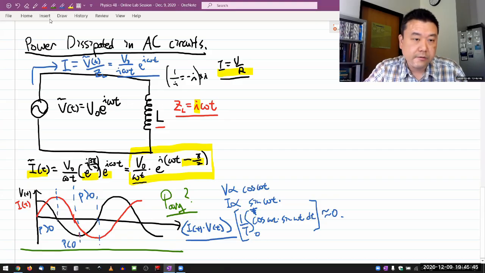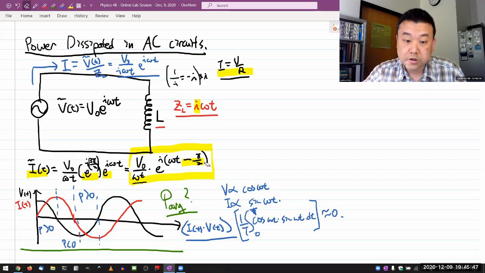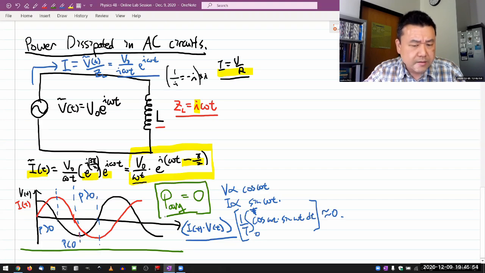So that's the answer I want you to start from. When you average power in a circuit like this, the average power consumption is 0. And I hope that makes intuitive sense, because this circuit contains no dissipative component. An inductor, when it's perfect, only stores energy and releases energy, in the form of magnetic fields. But it only stores and releases energy. It never dissipates it.